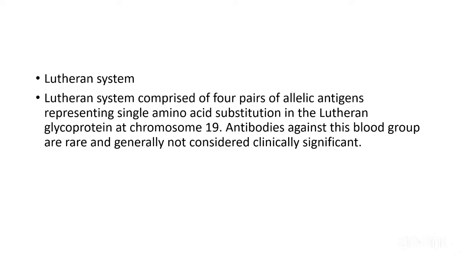Lutheran. The Lutheran system comprises 4 pairs of allelic antigens representing 6 amino acid substitutions in the Lutheran glycoprotein at chromosome 19. Antibodies against this blood group are rare and generally not considered clinically significant.